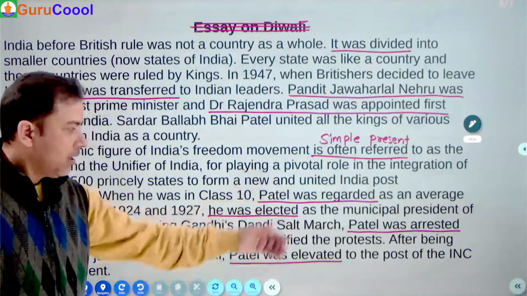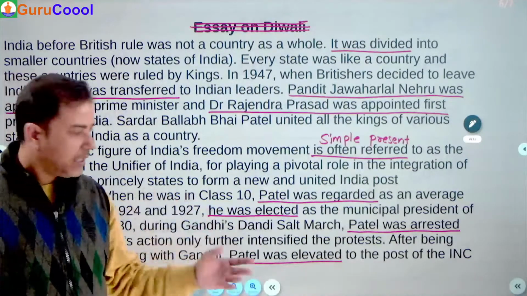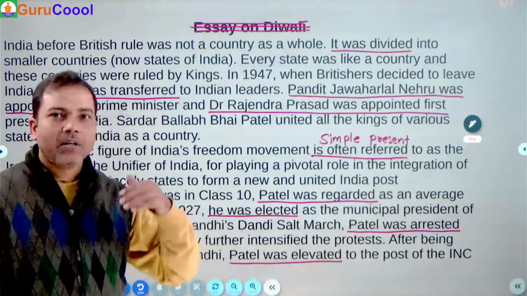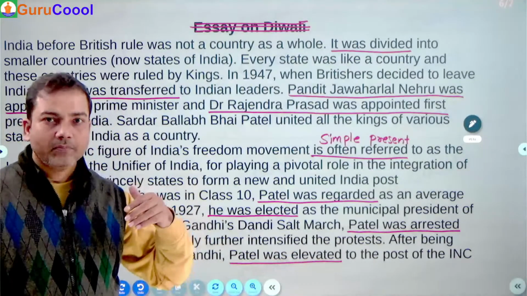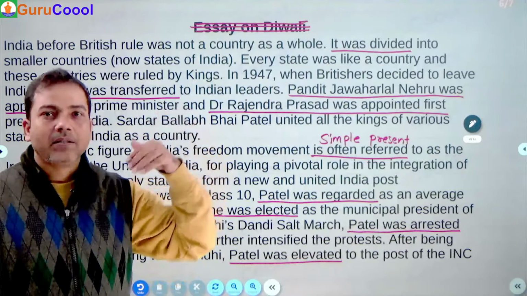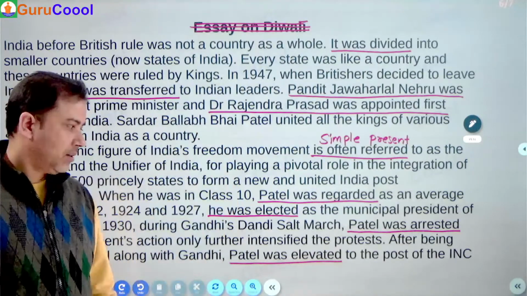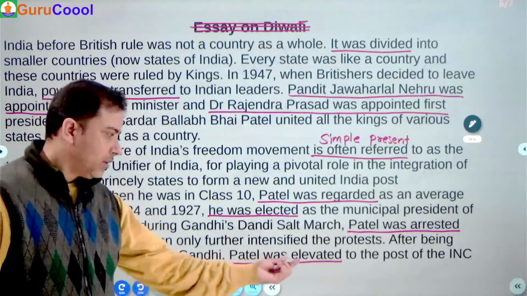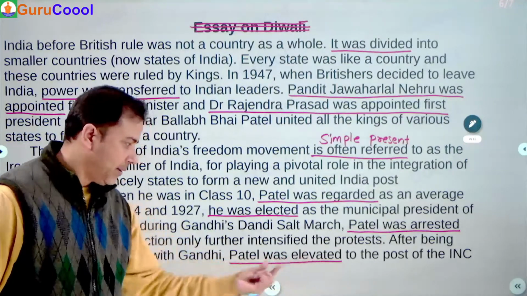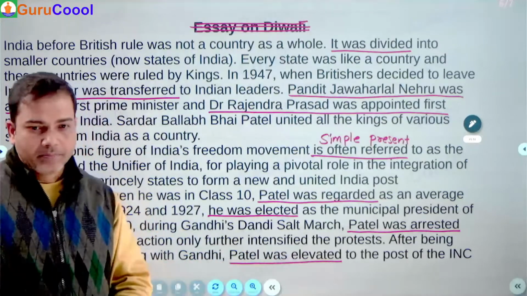Elevated means he was promoted, he was appointed as the president. So elevated means when you are raised to some height, like your post is promoted, you have been elevated. Patel was elevated.